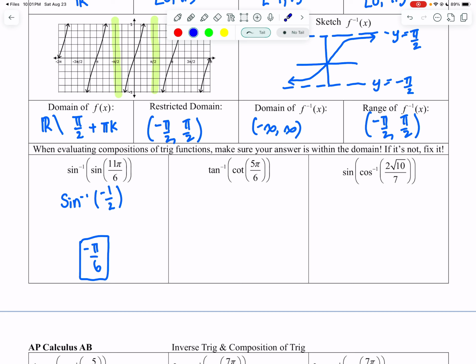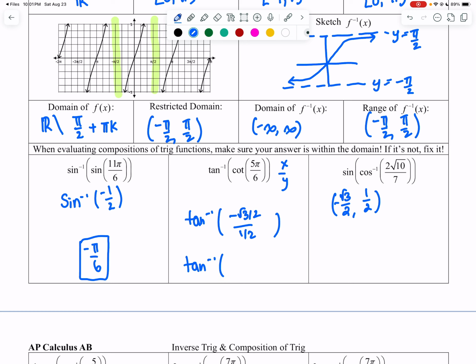So that's why our answer here is negative pi over 6. We're going to do the same thing with inverse tangent of cotangent of 5 pi over 6. We want to figure out where cotangent of 5 pi over 6 is. Remember that cotangent is x over y. So if I think about pi over 6, our coordinates would be root 3 over 2 and then 1/2. And since this is in quadrant 2, I should have a negative x value right here. So simplifying that, I'm going to get negative root 3 over 2 over 1/2, which is the same thing as negative root 3.